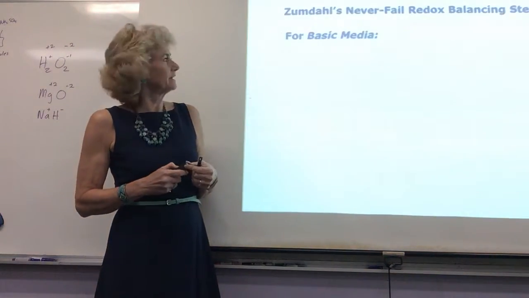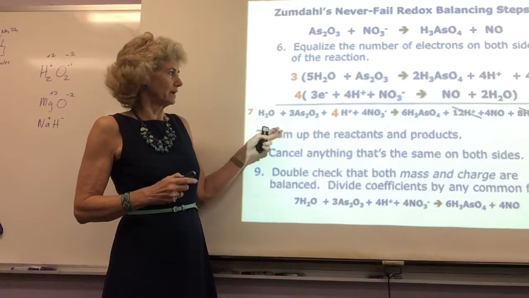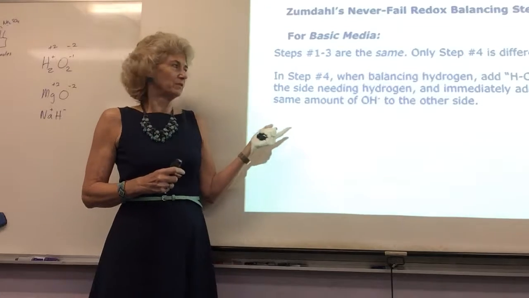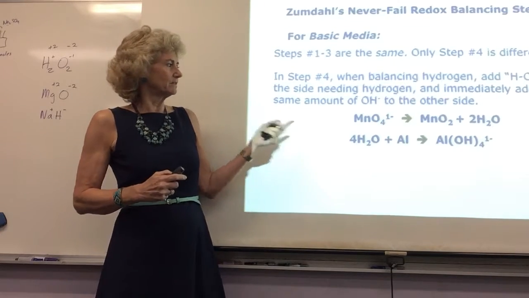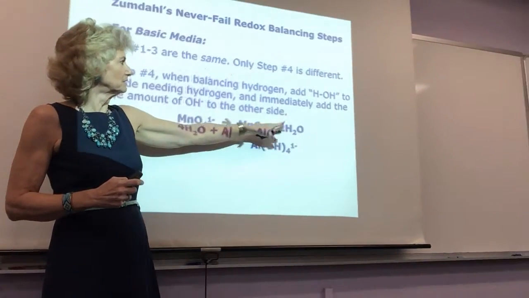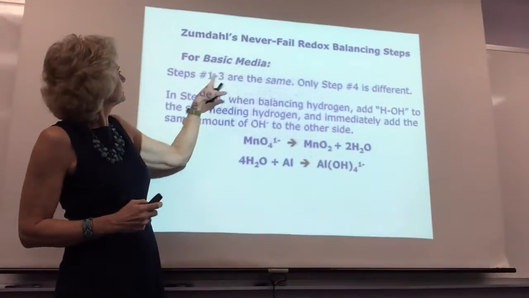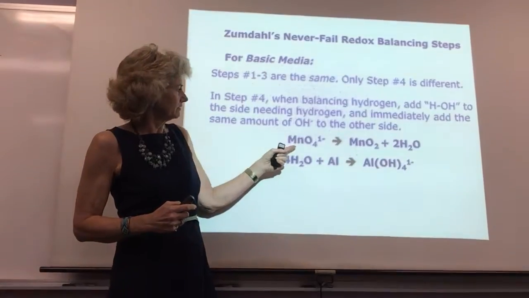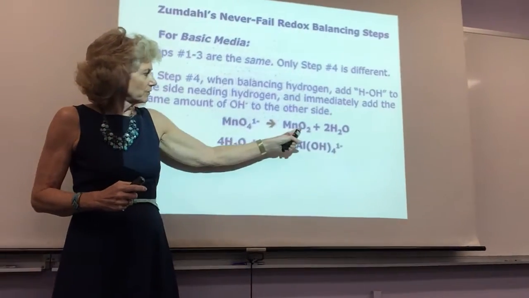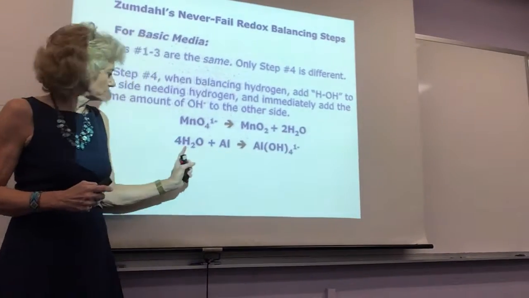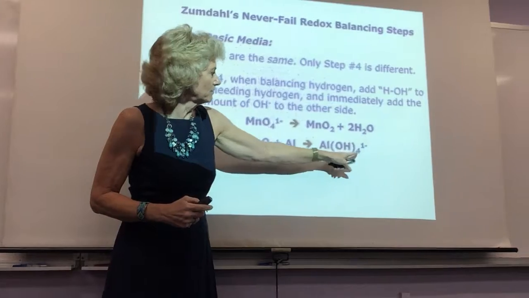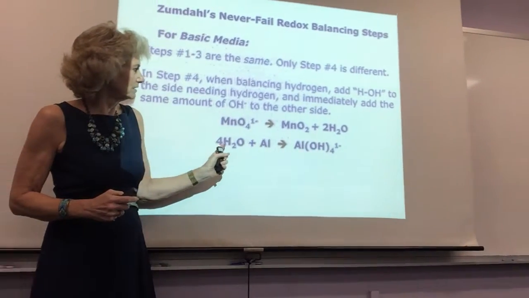Bases are exactly the same as this process, except for adding protons. It's just a little weird. So bear with me. So when you get permanganate ion becoming this guy, we already did steps 1 through 3, and it was just adding water. So here we had 4 oxygens. Here we only had 2, so we added 2 waters. Here we only had aluminum, but we had 4 oxygens, so we added 4 oxygen.